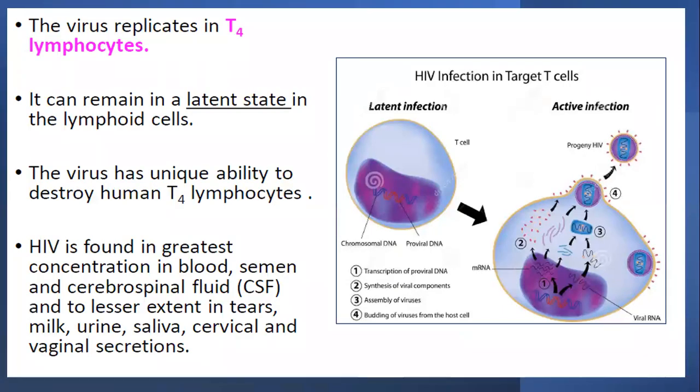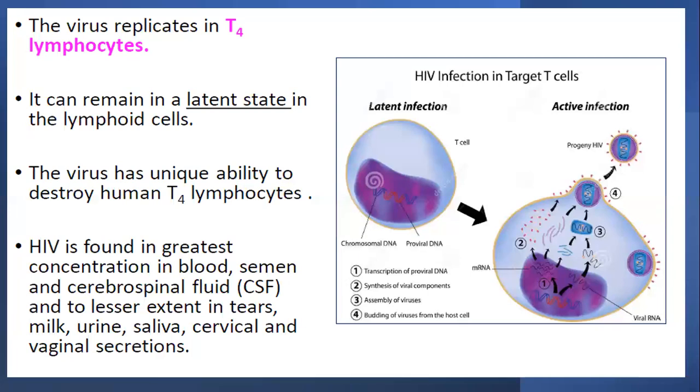Then HIV infection in the target cells or T cells. How exactly does it happen? The virus replicates in the T lymphocytes. Body में जो T lymphocytes हैं, there the virus replicates and forms its copies. There it remains in the latent state. Latent state means what? In a still state. The virus has the ability to destroy the human T lymphocytes. These T lymphocytes are called CD4 cells. क्या बोला जाता है उसे? CD4 cells. And when they are destroyed, the entire immunity of that person becomes weak.